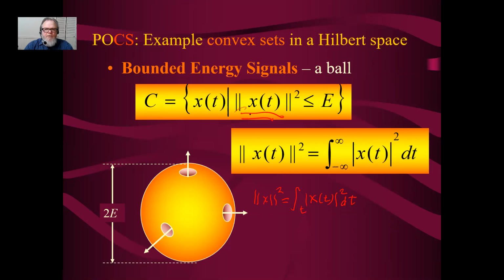That's equal to this norm squared. So this integral is always less than or equal to e. And that corresponds to a ball, and that is something which is convex. Kind of cool. Lots of things form a convex set, right? Lots of signal classes form a convex set.